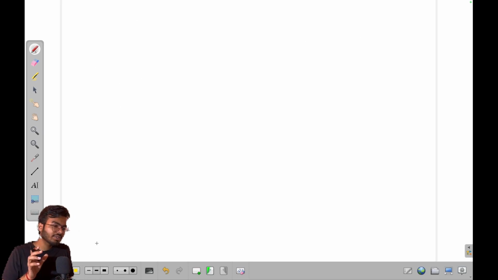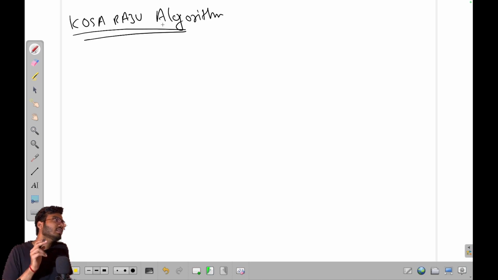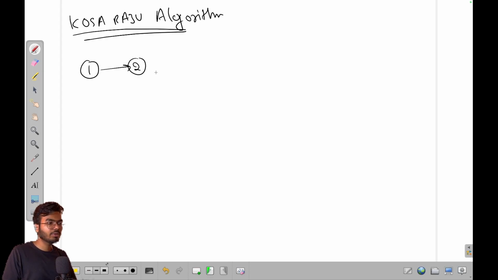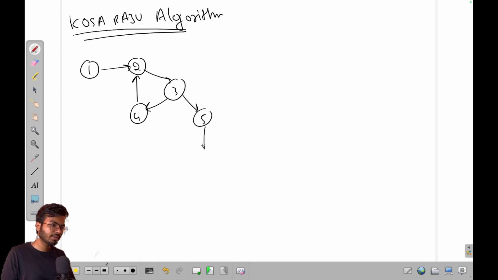Okay, so now I am discussing the Kosaraju algorithm. If you want to find the strongly connected components in a directed graph, let's consider a graph. So let's say the starting vertex is this. Now let's say there is one more edge to this one, then we have something like 3, then we have 4, something like this. Let's say we have 5, 6, 7, and this.